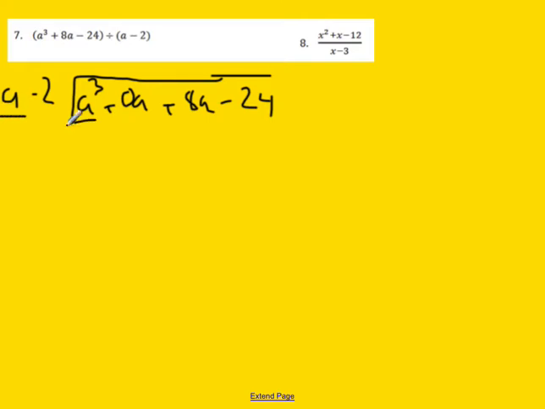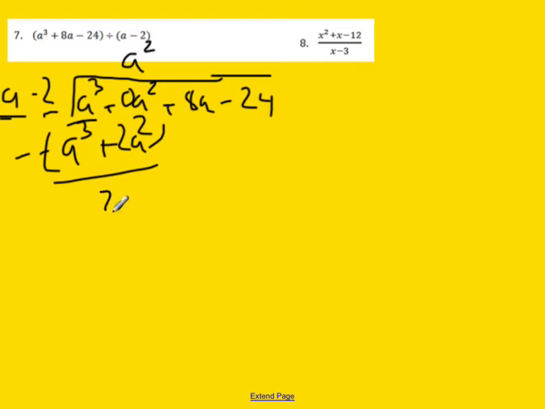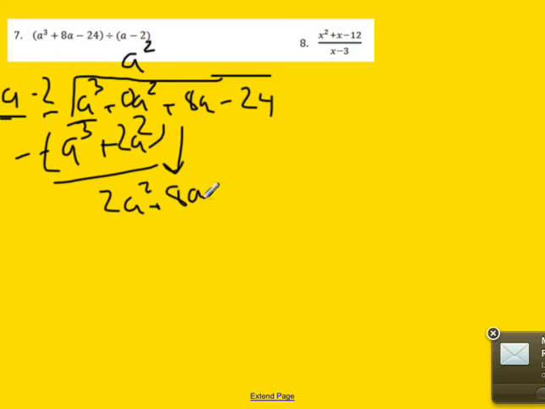Okay, so now I need to figure out what I need to do. How do I multiply from a to a cubed? Well, I'm missing 2 a's. So that means I need to multiply by a squared. So then I'm multiplying each of these terms by a squared. A times a squared is a cubed. Negative 2 times a squared is negative 2a squared. Now that's being subtracted off, so I change the signs of everything. So I get 2a squared. And then I'm going to bring down the 8a.